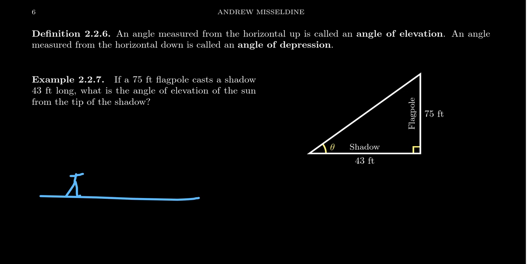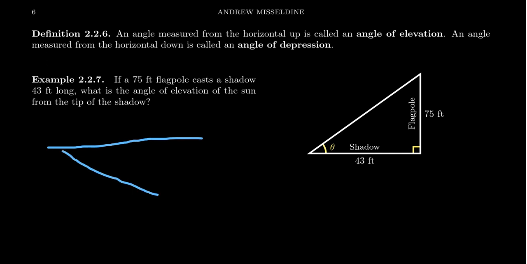In contrast, an angle measured from the horizontal down is called an angle of depression. So if there was a horizontal line and the angle's coming out down from it, you'd call that an angle of depression. These angles of elevation or depression are used all the time with various measurements. If we want to measure the height or depth of various objects, we can use an angle measurement such as elevation or depression and then calculate the height or distance of various things using right triangle trigonometry.